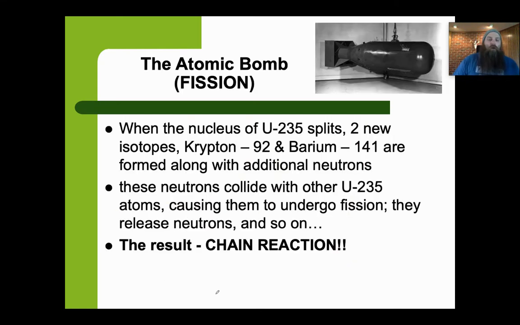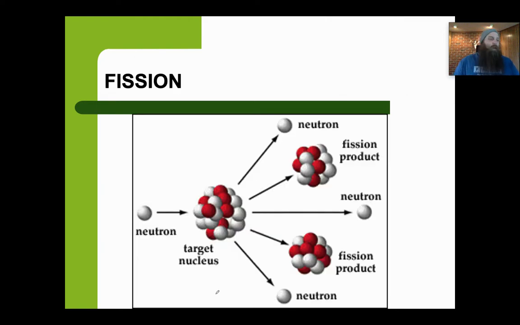When you are splitting these atoms, they're giving off these extra neutrons. They're going to run into other uranium atoms. They're going to undergo fission. They're going to release neutrons, and so on and so forth. And the result is what we call a chain reaction. Now, a chain reaction is not always easy to start. You have to have things lined up just so. But once it gets going, it's very difficult to stop.